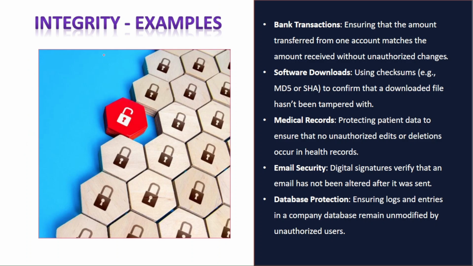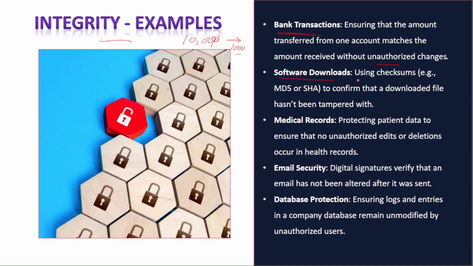These are a few examples of integrity. Bank transactions: ensuring that the amount transferred from one account matches the amount received without unauthorized changes. It would be a disaster if someone sends you $10,000 and you receive the amount with one zero absent, that is $1,000. This means that integrity was not ensured. So ensuring integrity is very, very important, and we can see it in this bank transaction example.